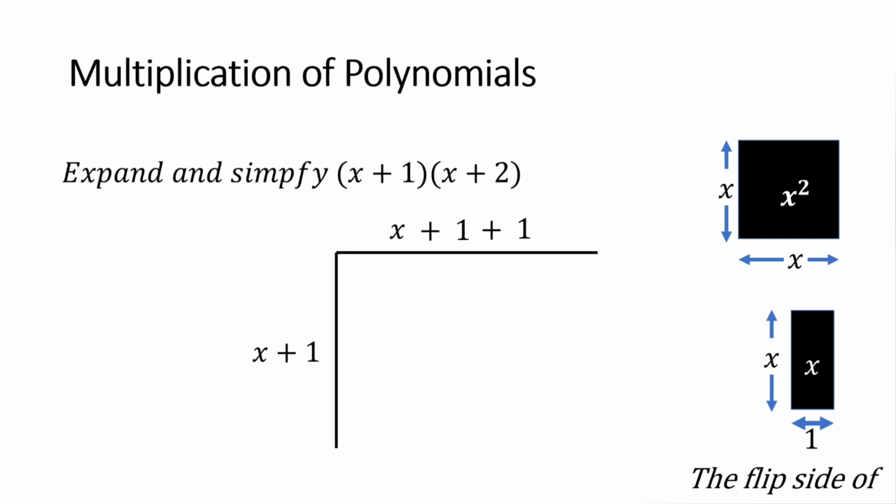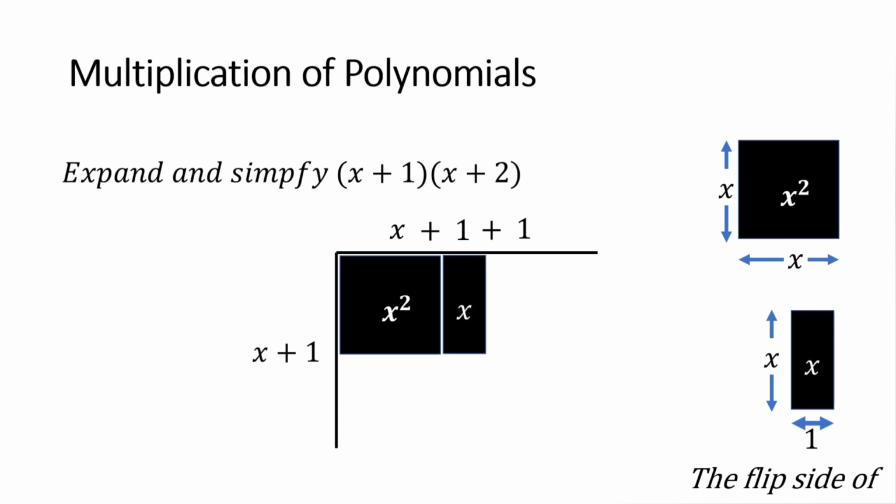Now we are going to multiply the x times the x. X times x can be interpreted as a tile that has x unit length by x unit length. And the tile that fits that description is the x squared tile. Now we are going to multiply the x times the 1. This can be interpreted as a tile that has x unit length and 1 unit width. The tile that fits this description is the x tile. Similarly, when I multiply x times 1, I will get x.